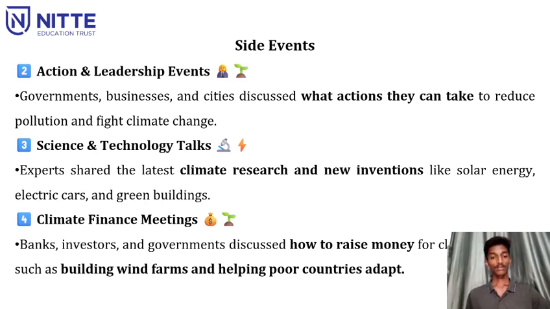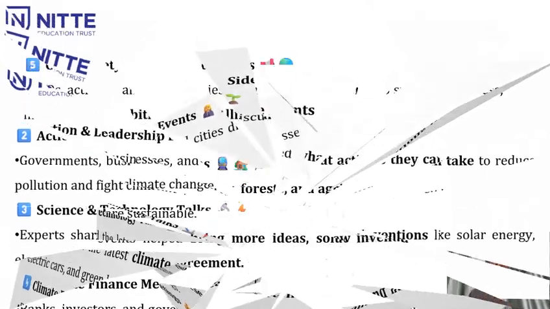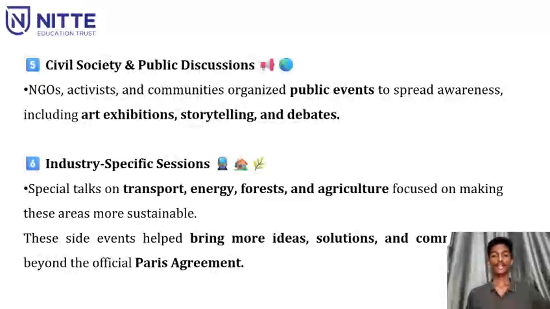And they have also held climate finance meetings. Banks, governments, and investors discussed how to fund climate action. Example, providing loans for solar farms or helping farmers in dry regions. Civil society and public discussions were also held. Ordinary people, artists, and NGOs organized events to raise awareness, including storytelling, debates, and art to explain climate issues.